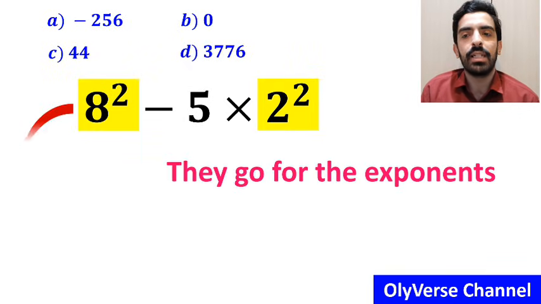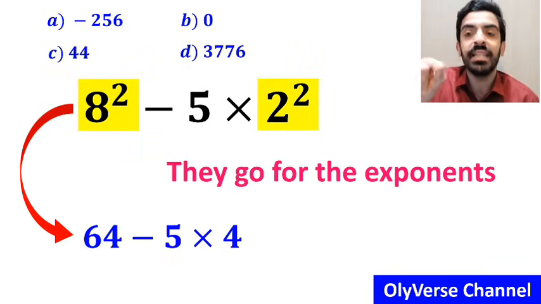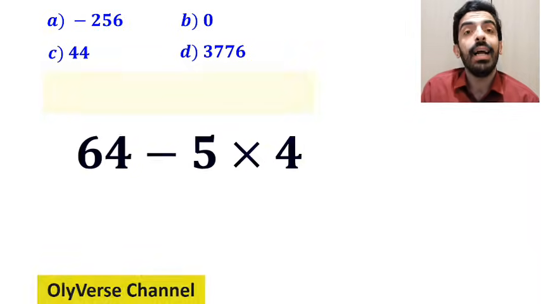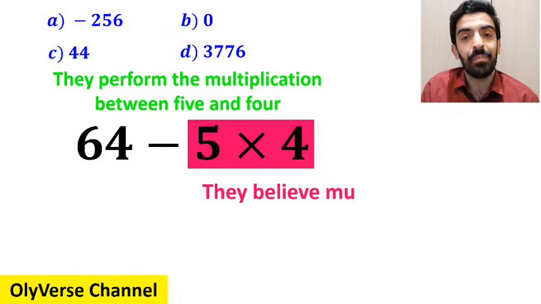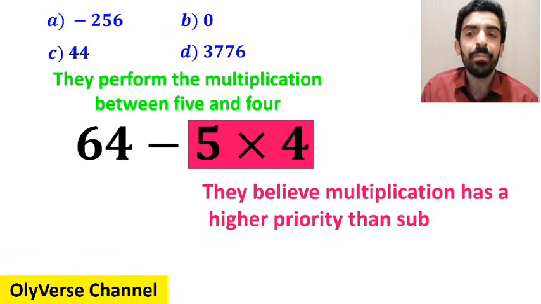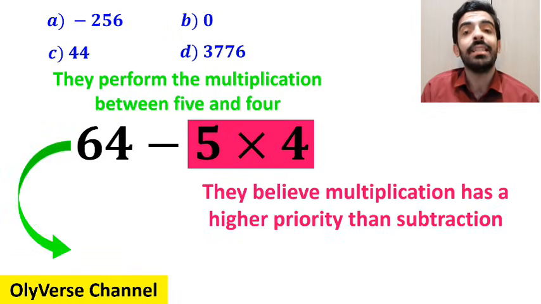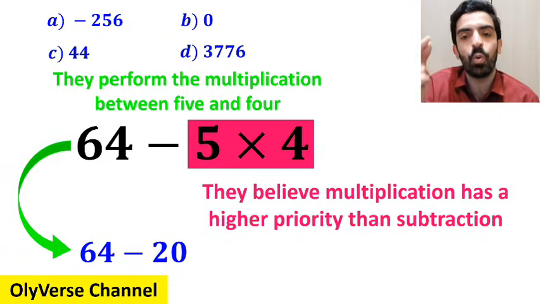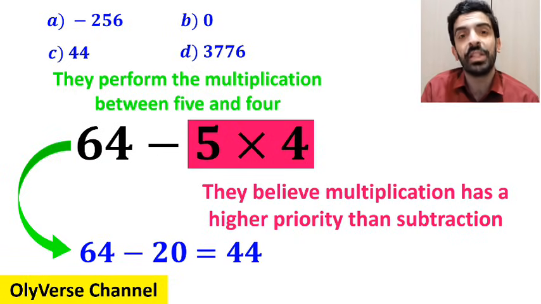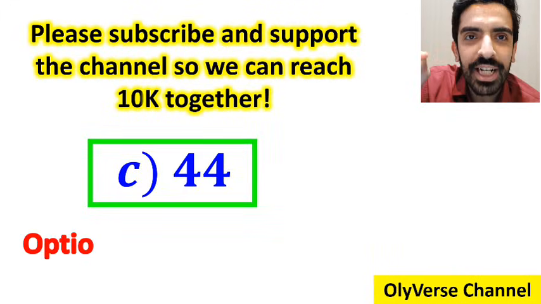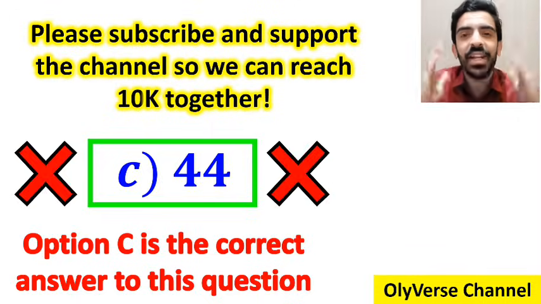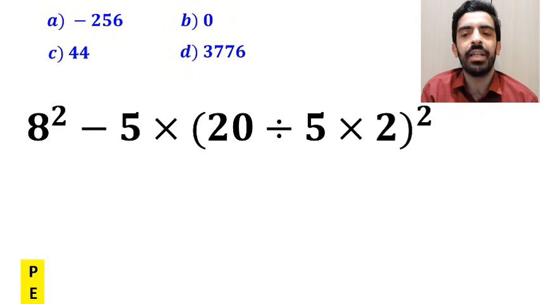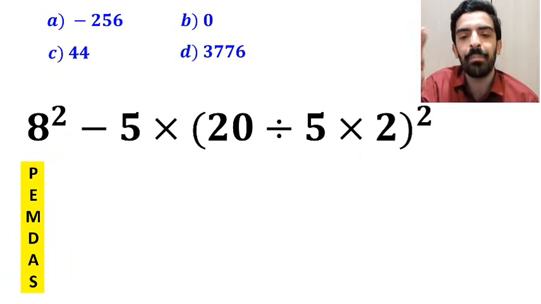Then, they go for the exponents and write this expression as 64 minus 5 multiplied by 4. And in the final step, they perform the multiplication between 5 and 4 because they believe multiplication has a higher priority than subtraction. And this expression simplifies to 64 minus 20, which ultimately gives them the answer 44. And without any hesitation, they quickly say that option C is the correct answer to this question. However, that's definitely wrong.